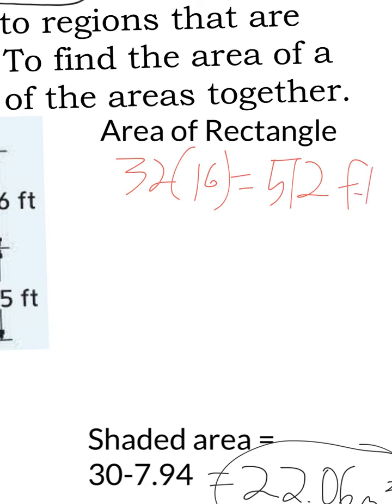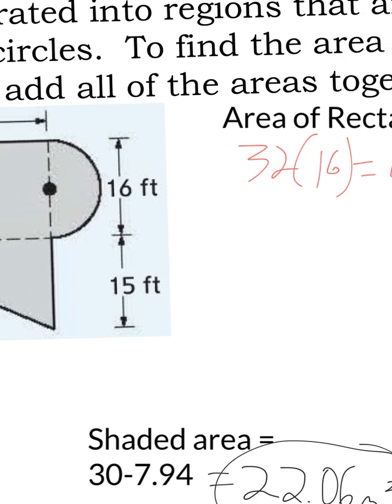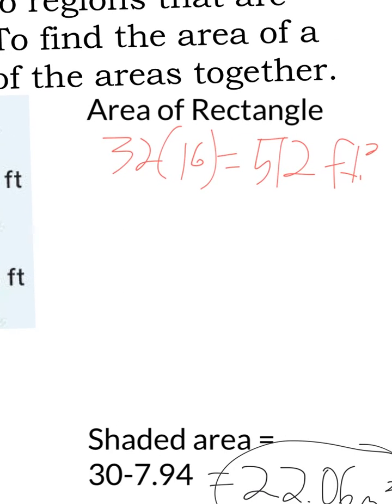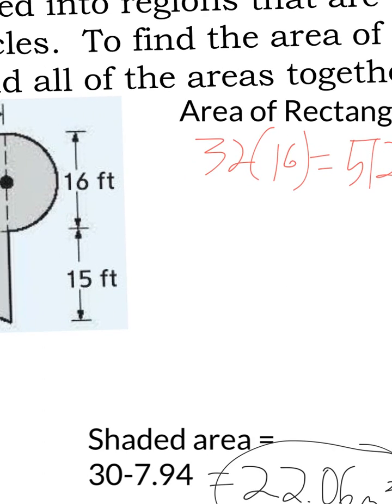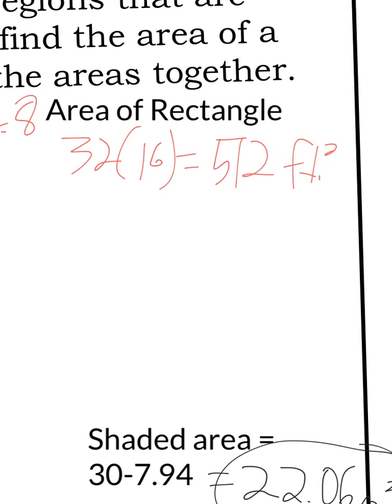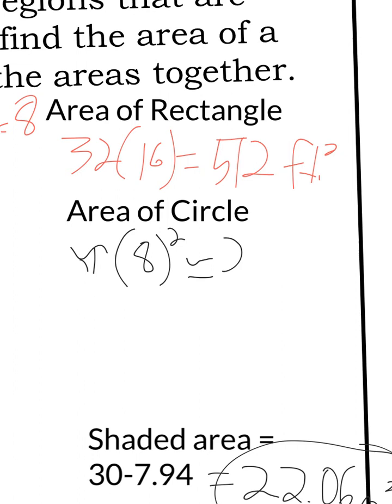And the next thing, let's cover the area of that circle. So my circle, you see, it had a diameter of 16, so that means it's going to have a radius of 8. Okay, so let's plug 8 in to your pi r squared formula for area of a circle. I type that in and I get an approximate area of 201.06 square feet.